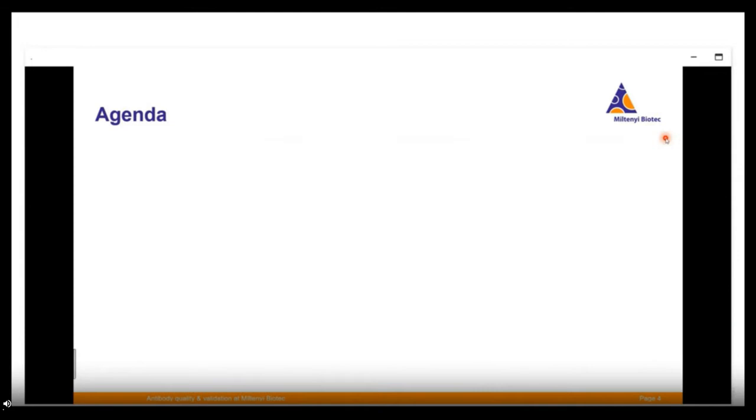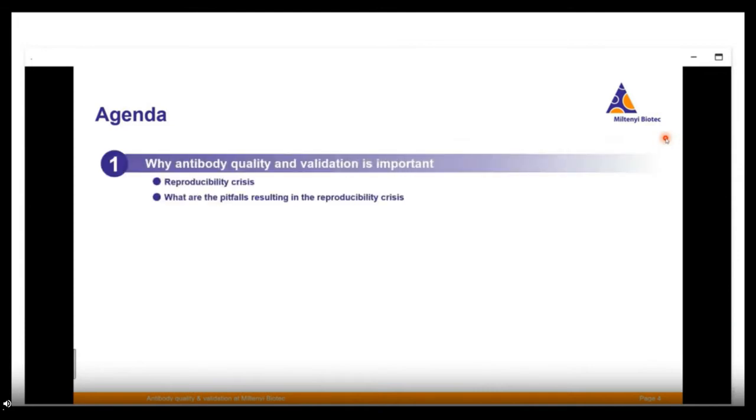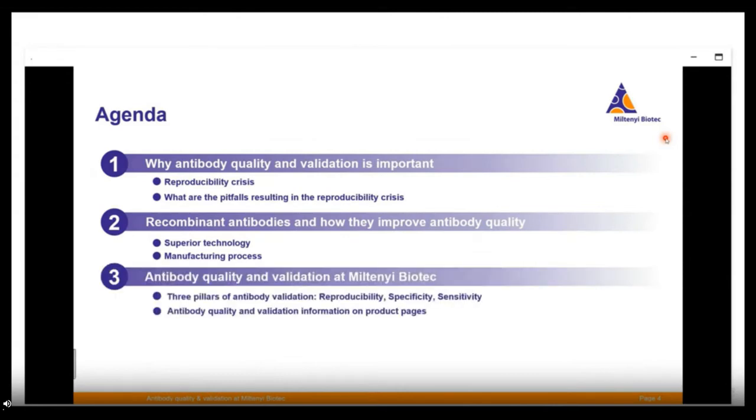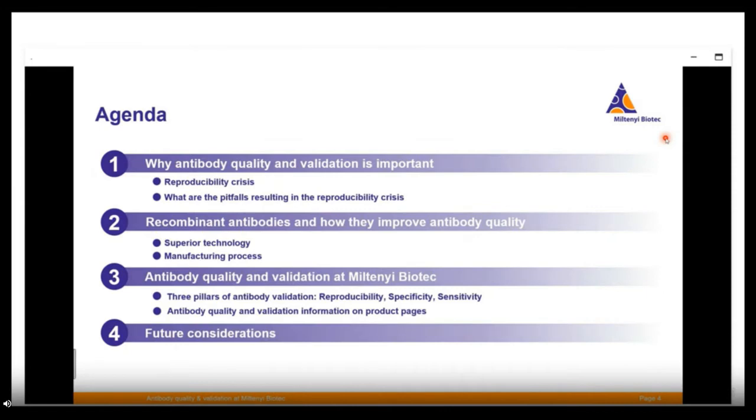For today's presentation, I have the following agenda. I will discuss the reproducibility crisis and pitfalls and why antibody quality and validation is important. Then I will introduce you to our recombinant antibodies and show how they can improve the quality of research. I will highlight the importance of antibody validation for research and how here at Miltenyi Biotec we support you with that. And I will sum up with some final considerations and a summary at the end.